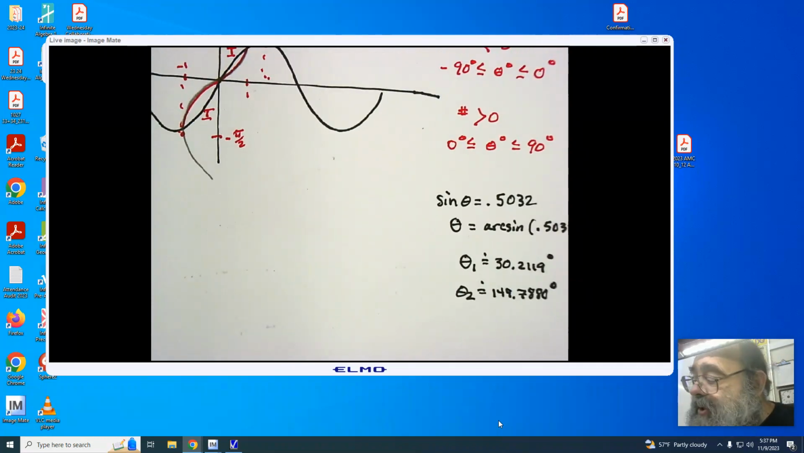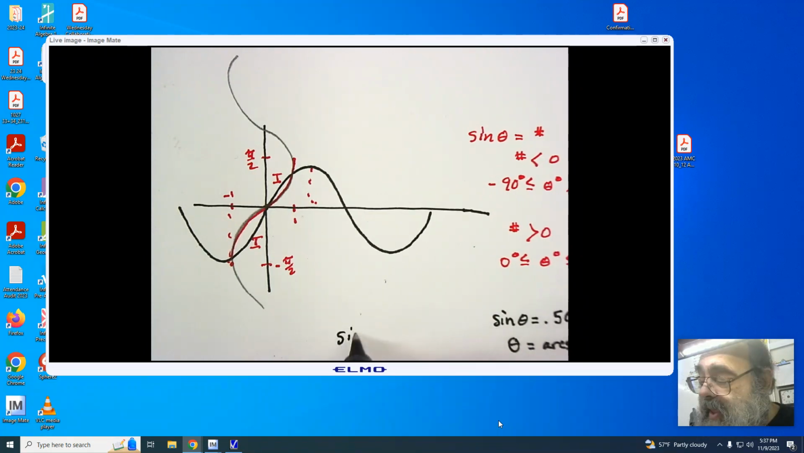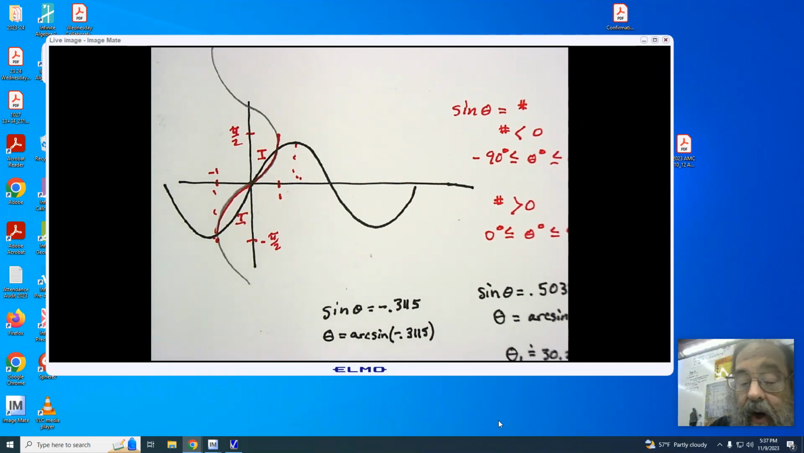This time, let's do a negative. So we're going to look at the sine of theta is equal to negative 0.3115. So we have theta equals the arc sine of negative 0.3115. With this, we can now use our calculator.